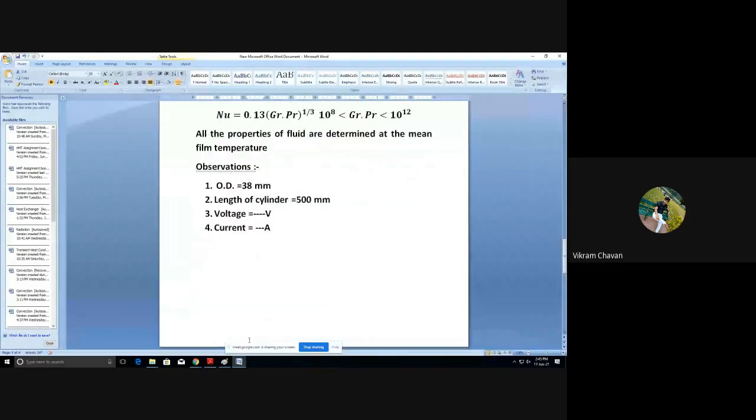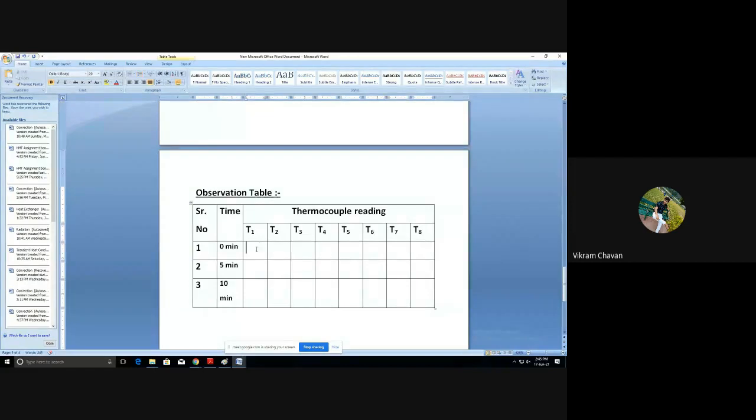Okay. So Sachin, can you tell me the readings? Voltage, how much voltage? 73. Okay, 73 volt. Current? 1.75. Okay, ampere.